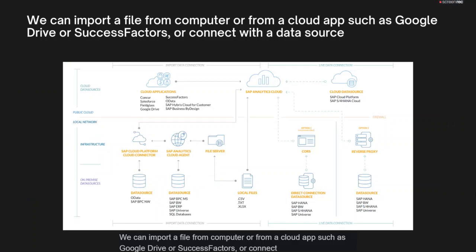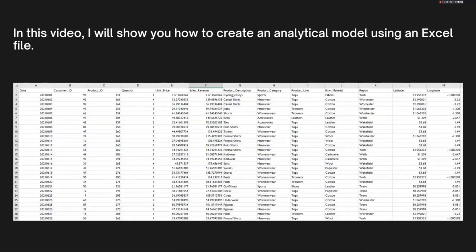We can import a file from computer or from a cloud app such as Google Drive or SuccessFactors, or connect with a data source such as BBC, SAP BW, SAP ERP or SAP HANA to build a data model, so there are multiple ways of creating data models in SAP Analytics Cloud. In this video I'll show you how to create an analytical model using an Excel file. The Excel file we'll use is the sales transaction data for some products.